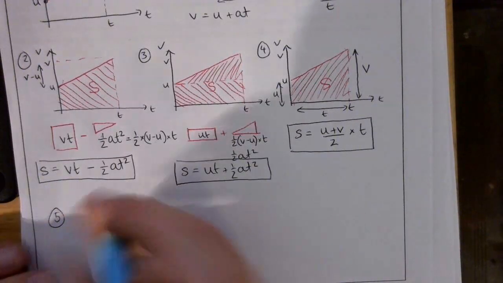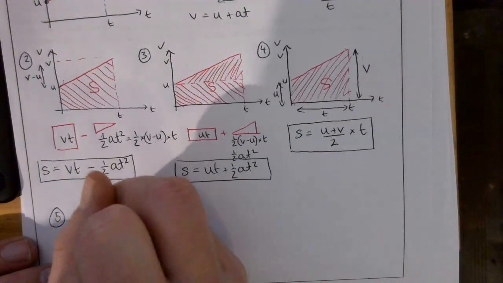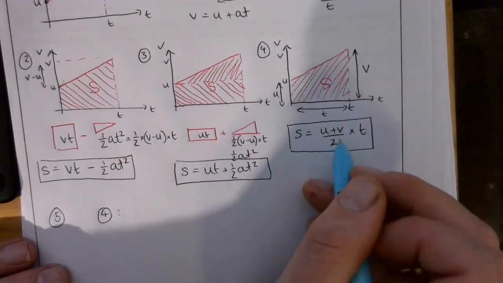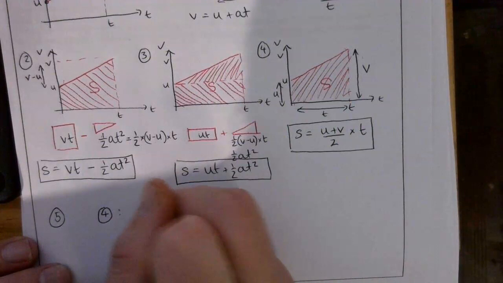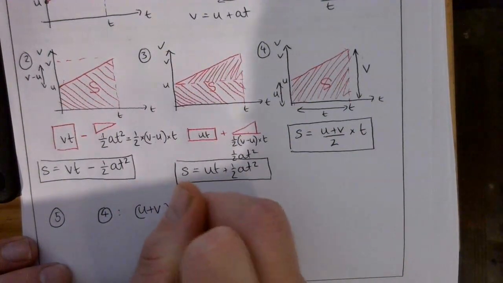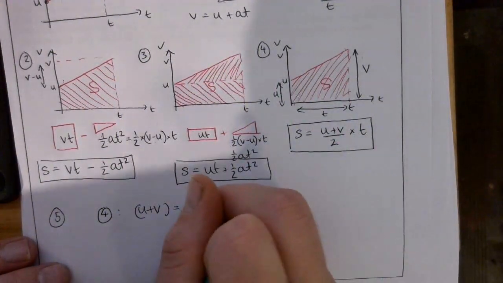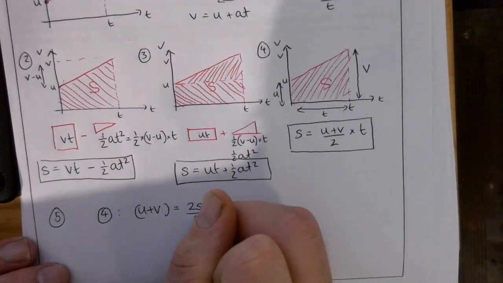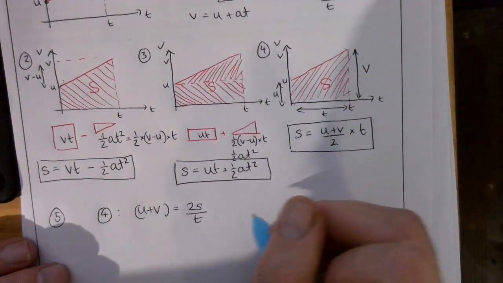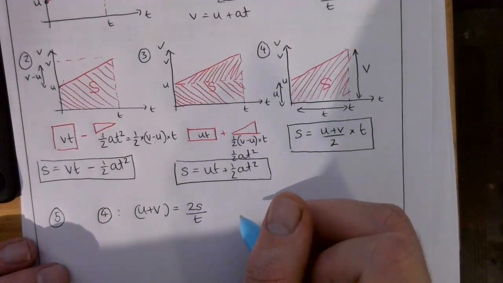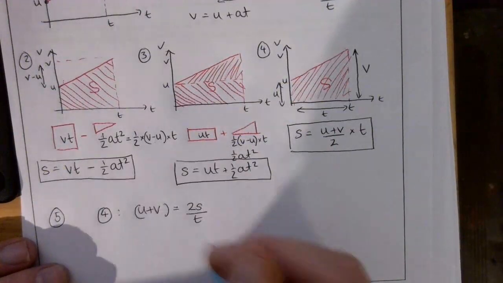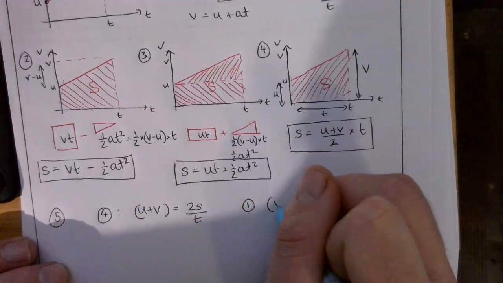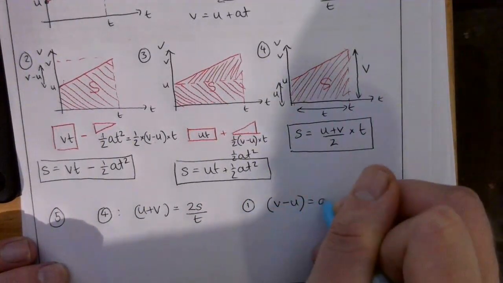Loads of different ways to do it, but maybe my favoured way is if I take equation 4 and rewrite that, the one we've just got, to get u plus v. U plus v equals 2s over t. And then if I think about equation 1, in equation 1, v minus u equals at.